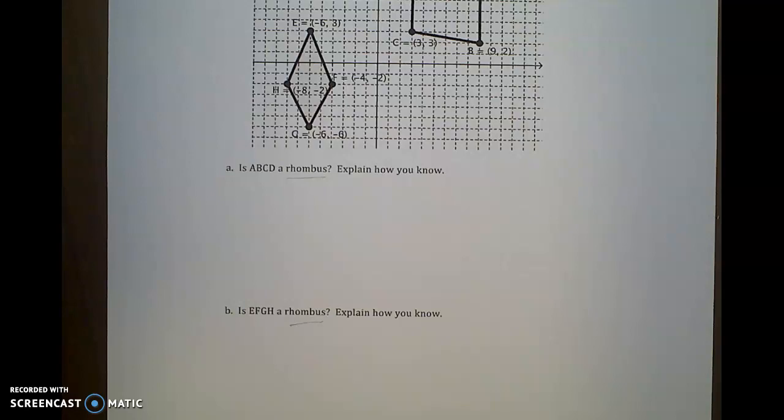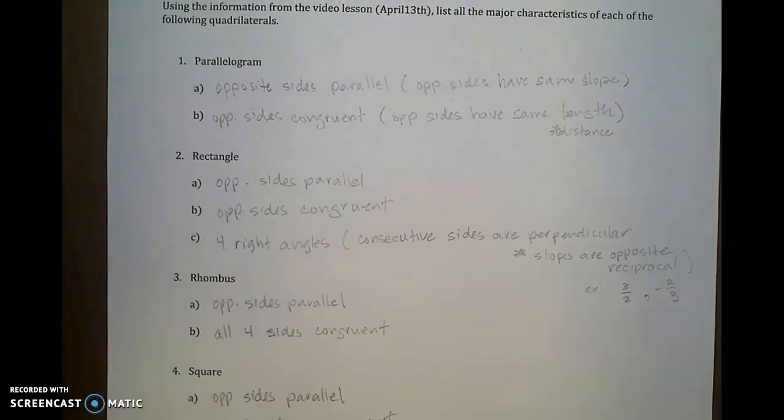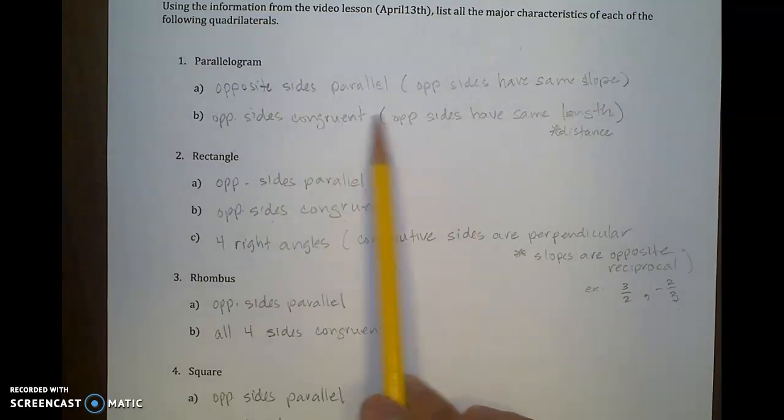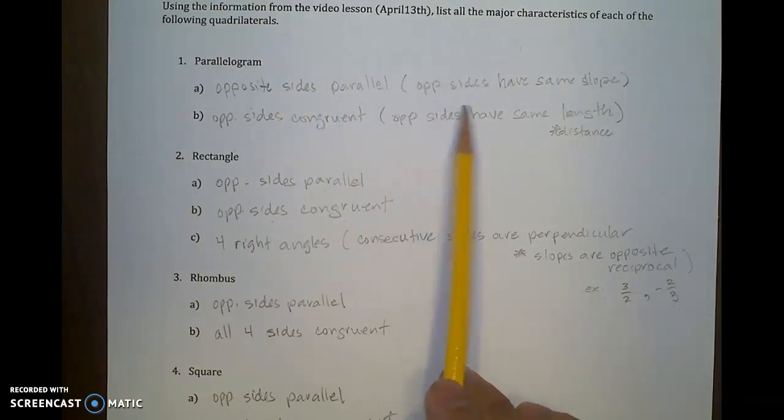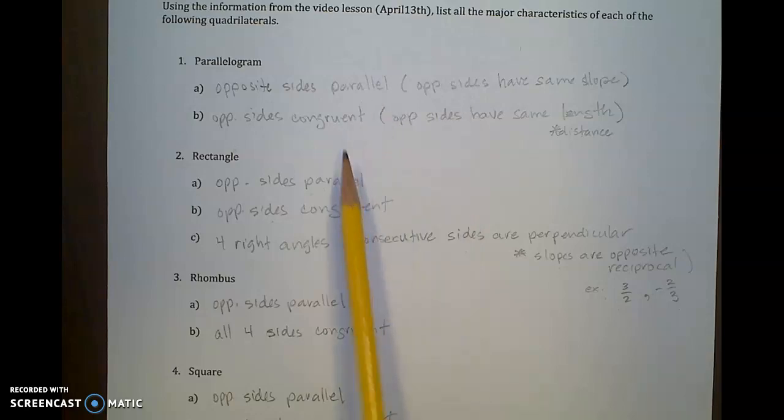What we're trying to do here is, when you're given a figure and trying to prove whether or not it's a particular type of quadrilateral, you want to refer back to the characteristics for that quadrilateral. And that's why this note sheet from last week is very important, because we want to understand, when it comes to certain characteristics, what I am looking for you to communicate to me: are these characteristics being satisfied?